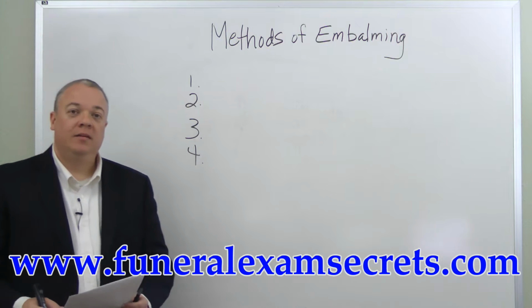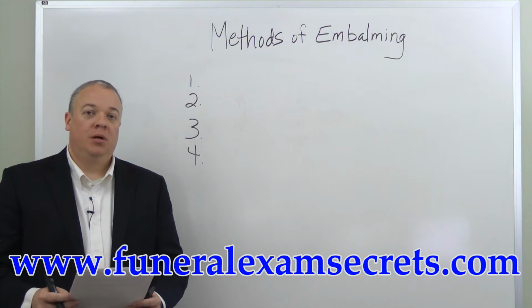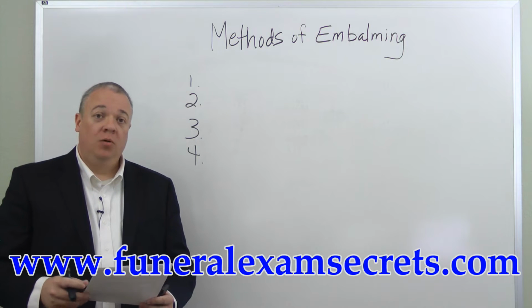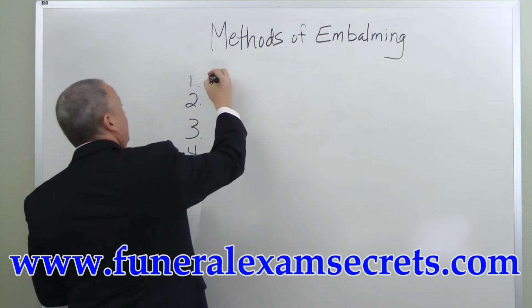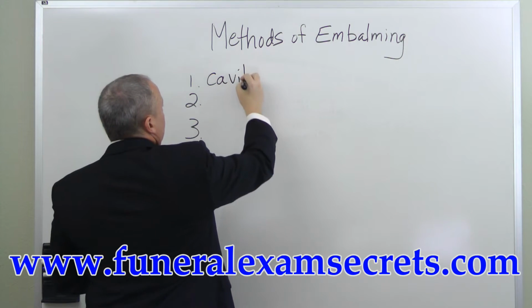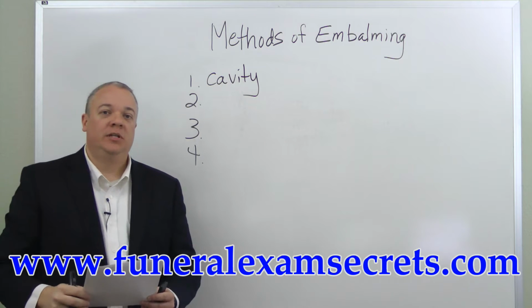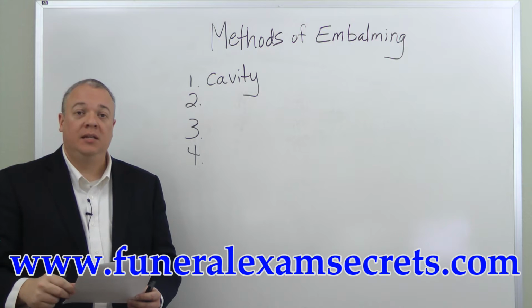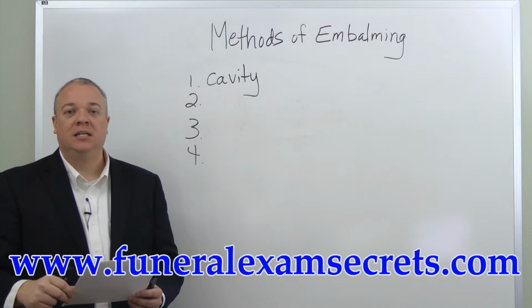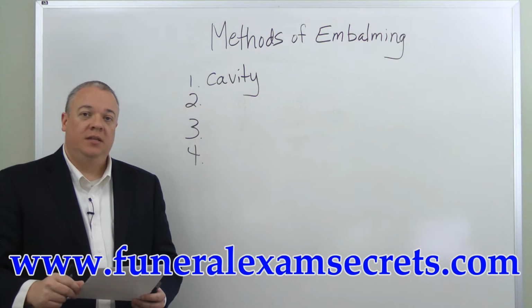Today we want to talk about the 4 primary ways of embalming. When we think about embalming a dead body, one of the primary ways of doing that is called cavity embalming. And in this type of embalming, the embalming fluid is directly placed into 3 cavities in the body: the abdominal, the pelvic, and the thoracic, usually using a trocar or other such method.